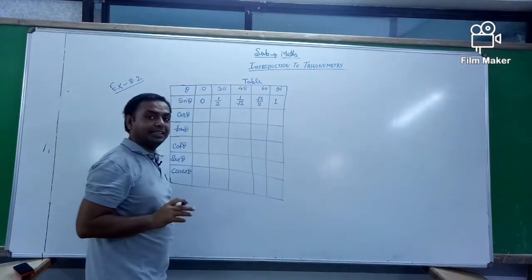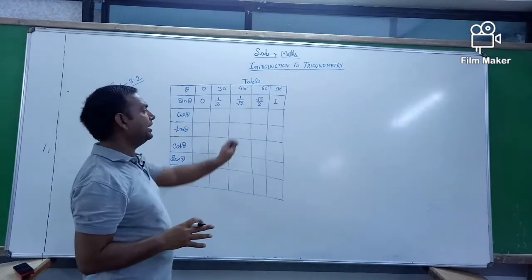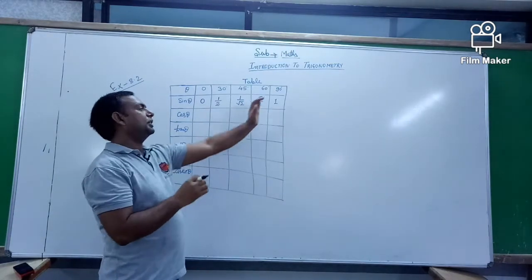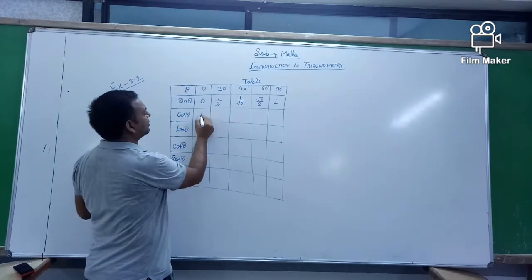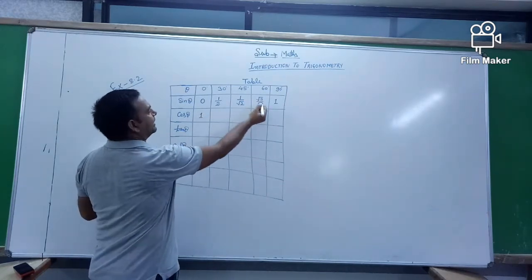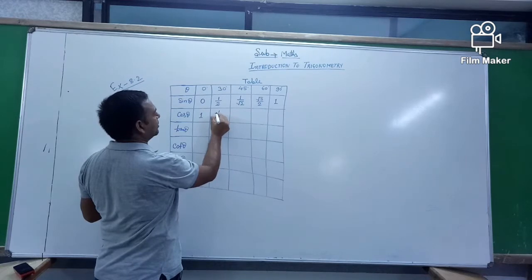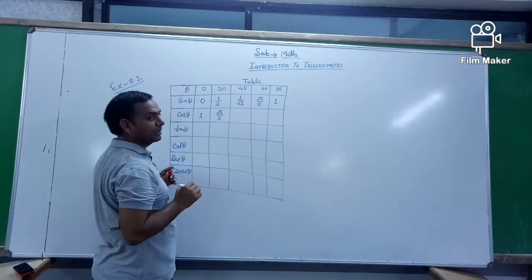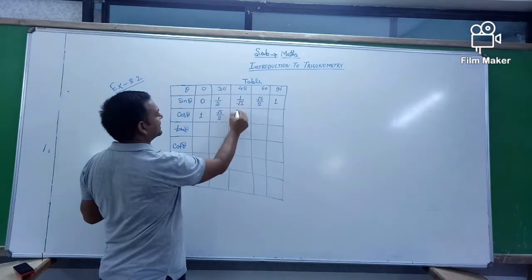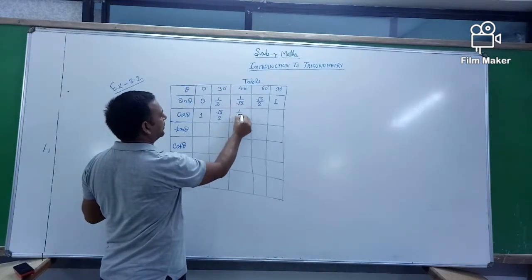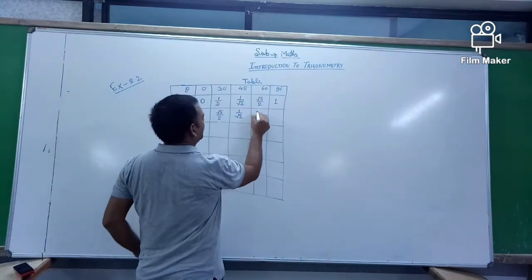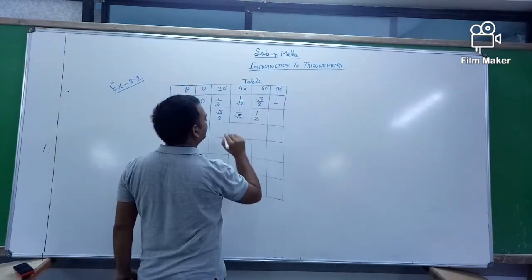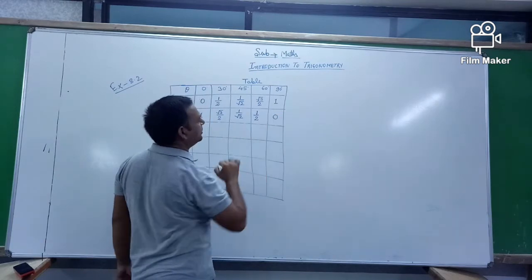Okay. In the case of cos, you reverse the cyclic order. You start from here. The value of cos 0 degree is equal to 1. Then cos 30 degree is equal to root 3 by 2. Then cos 45 is the same, 1 by root 2. Then 60 degree is equal to 1 by 2. And then 90 degree is equal to 0.